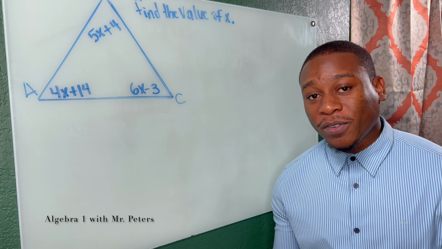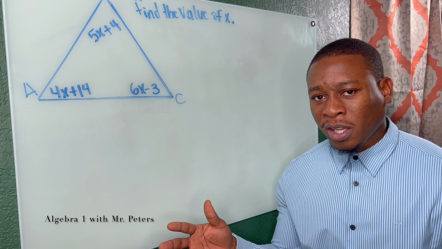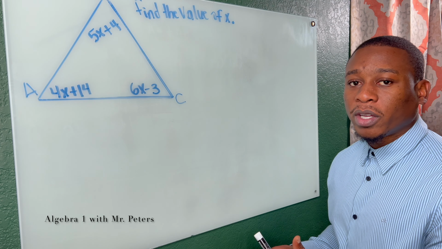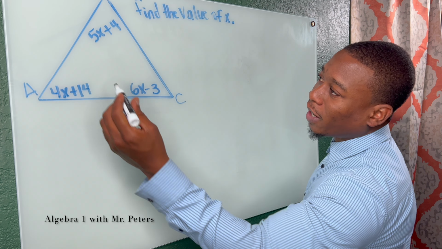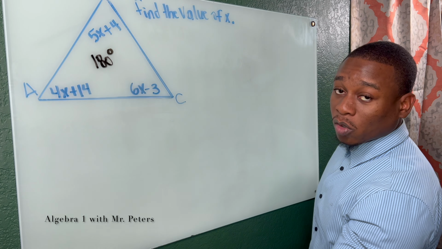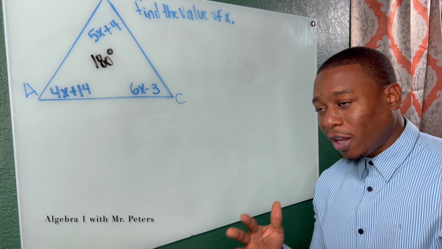In the second part of this video, guys, we're now dealing with finding the value of x and trying to find the interior angles of a triangle. What we have to understand is that these three angles should equal 180 degrees when we solve. And with that, let's start figuring out how to solve.